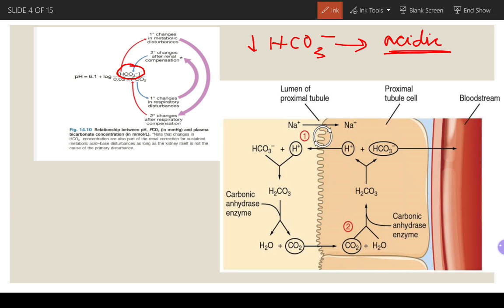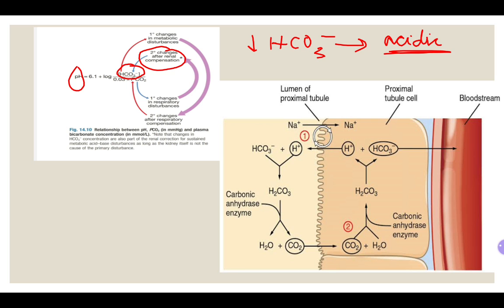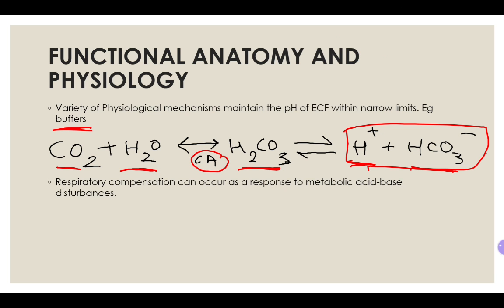Okay, so vice versa, when you have a primary change in the respiratory disturbances, that is a change in the partial pressure of carbon dioxide, you will have secondary changes in the renal compensation, that is the kidney compensates the HCO3 minus concentration, so that your ultimate pH is regulated. This is called the buffer mechanism, and this is how the pH of the arterial plasma is usually maintained.